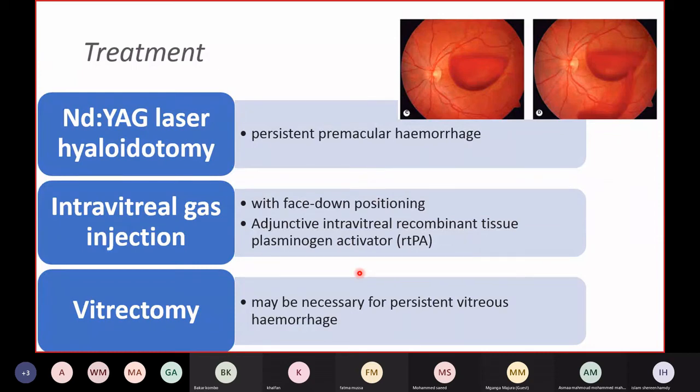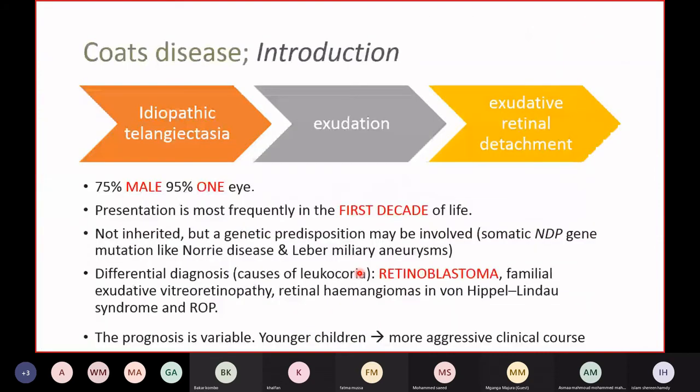Another disease that you may see if you see children is called Coats disease. The things that I need you to remember in Coats disease are that it's mostly unilateral, it's mostly in children, mostly less than 6 to 8 years of age. It should be differentiated from retinoblastoma. It is characterized by what we call bulb-like telangiectatic vessels.